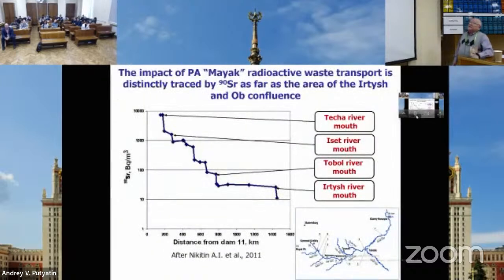Okay, here you can see this very important picture, which demonstrates how the production association Mayak influences the water quality in the Ob River basin. Because Mayak is located over here, and this Techa River is a part of the big Ob River basin, which ends at the Arctic Ocean.